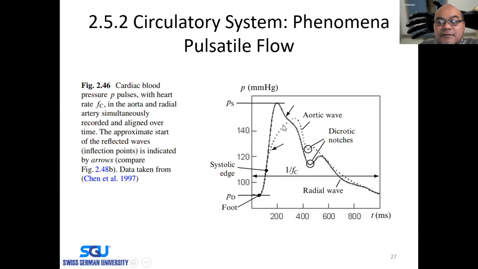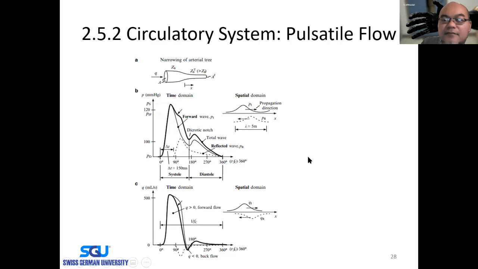Here is Fc in the aorta, over time. This is the systolic pressure, PS, and this one is PD, the diastolic pressure. The waveform looks like this for the blood pressure. So the blood pressure comes from this modeling, the blood pressure waveform. Because of the narrowing arterial tree, this is how it looks.